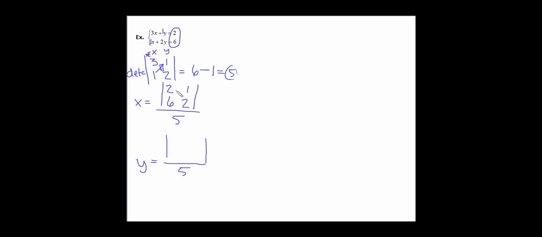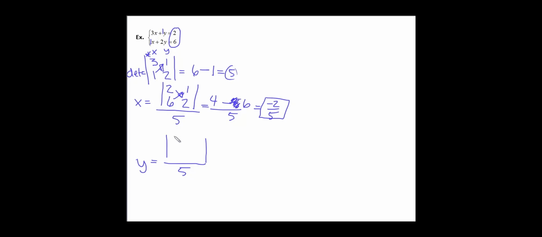Okay, so let's finish solving for x. I'll do my diagonal here. 2 times 2 is 4, minus 6 times 1, oops, sorry, 6 times 1 is 6. So we end up with 4 minus 6, which is negative 2 fifths. So we end up with negative 2 fifths for x.